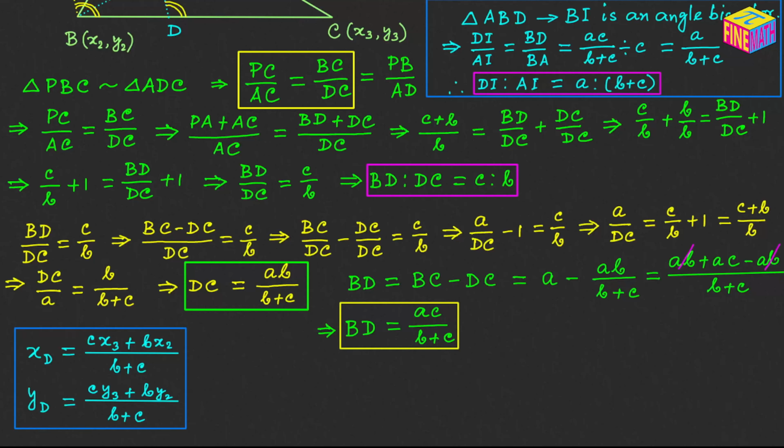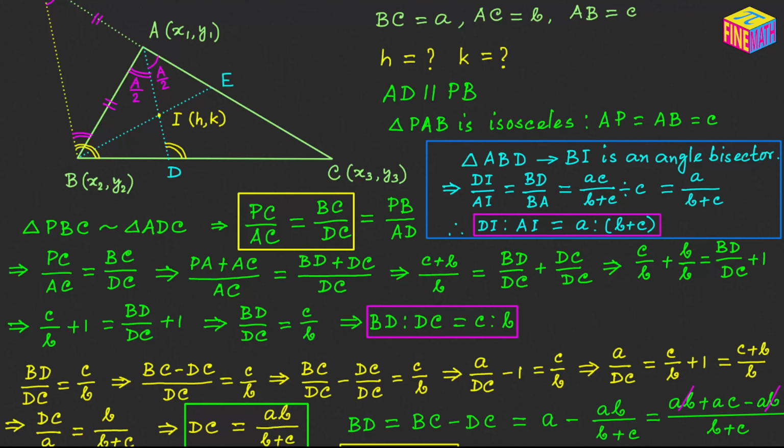Now let's take a look at the original diagram. We have already been provided with the coordinates of the point A, and we have been able to determine the coordinates of point D, and also we have been able to determine the ratio of DI is to AI. So now we can easily calculate the coordinates of the incenter I. We are going to use the section formula again.